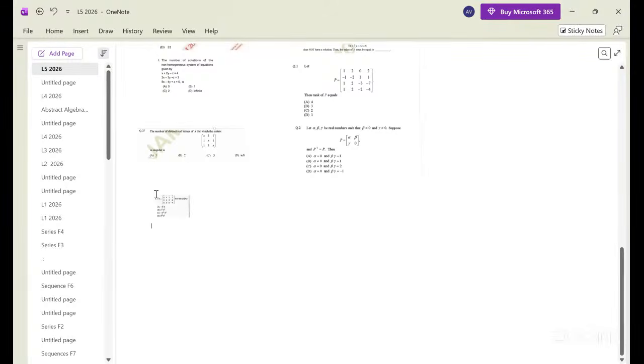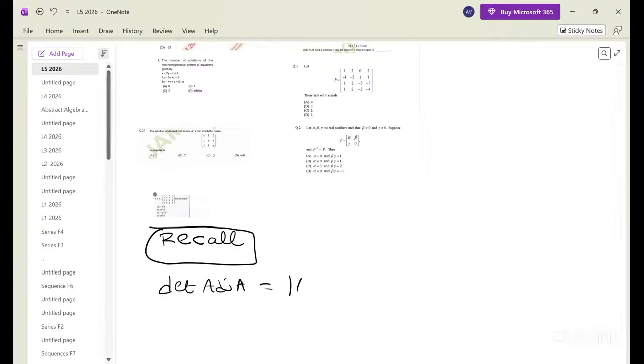Please. So let us recall. In the previous class, we have discussed properties of a determinant. And I have given one shortcut formula. Determinant of adjoint A, we have seen, is nothing but det A to the power of n minus 1. What is n? Order of A.